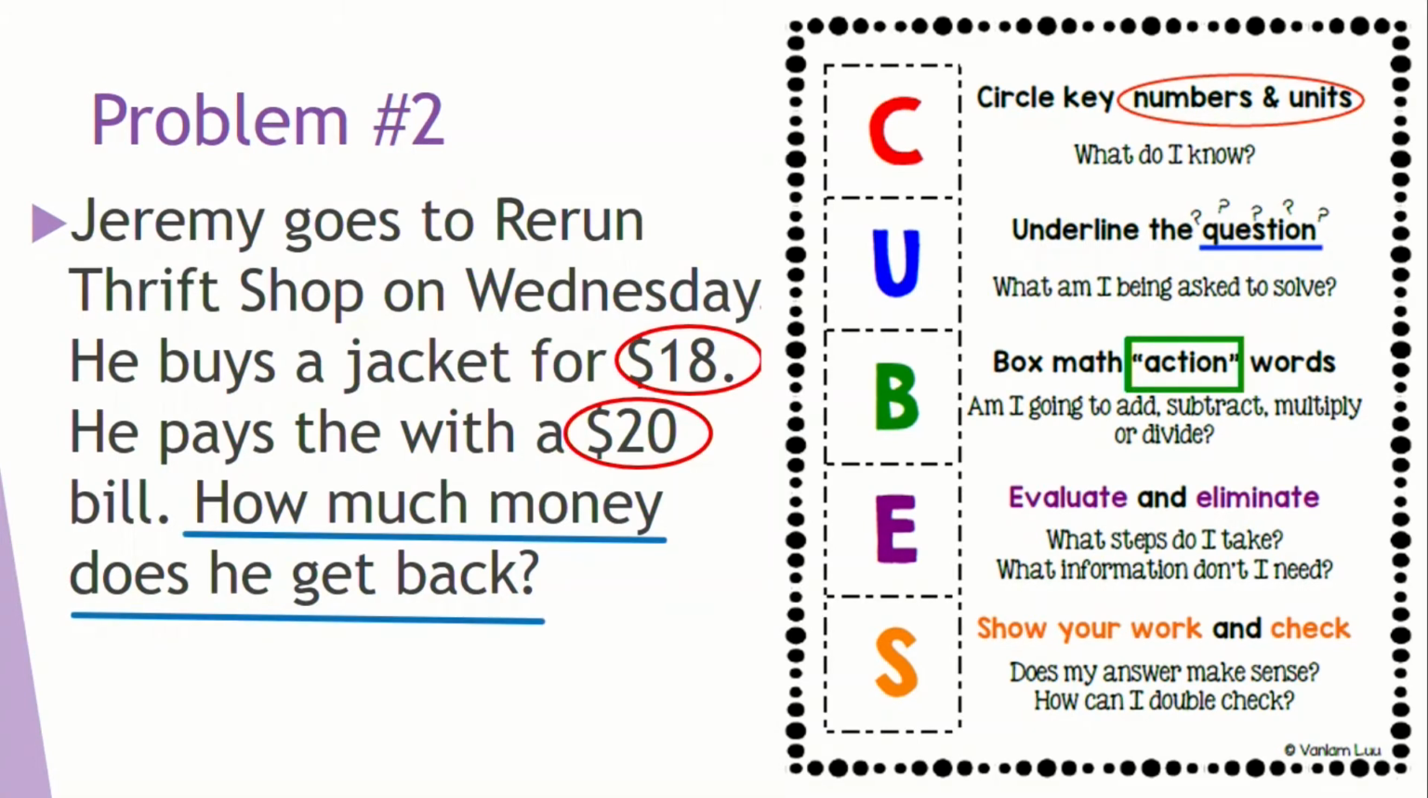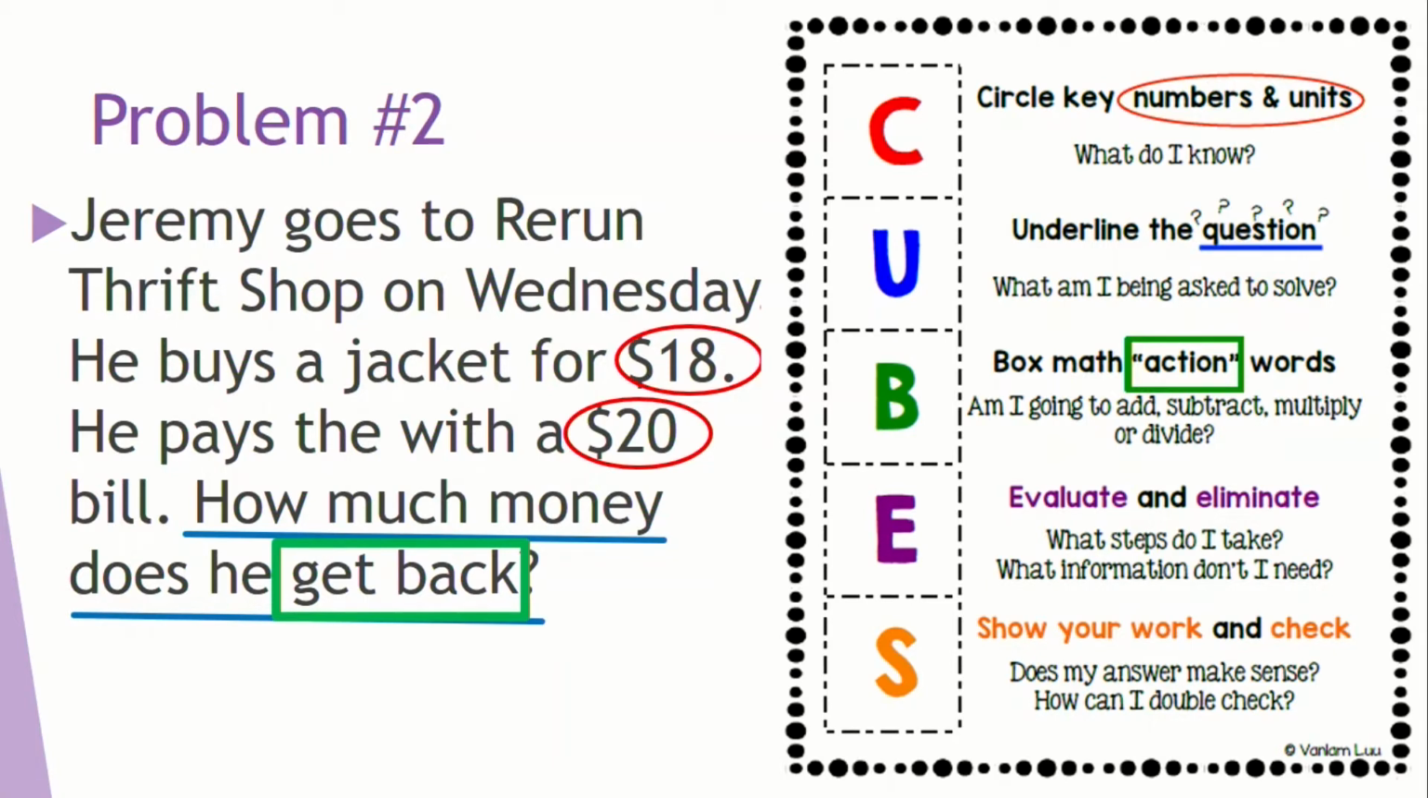Great job. Now we're going to box the action words. Are we going to add or subtract? This is going to be the clue for us. So look for a word that you think might give us a clue. "Get back" is a key word that he's going to be getting some of that $20 back, which means we're going to have to subtract for this problem.